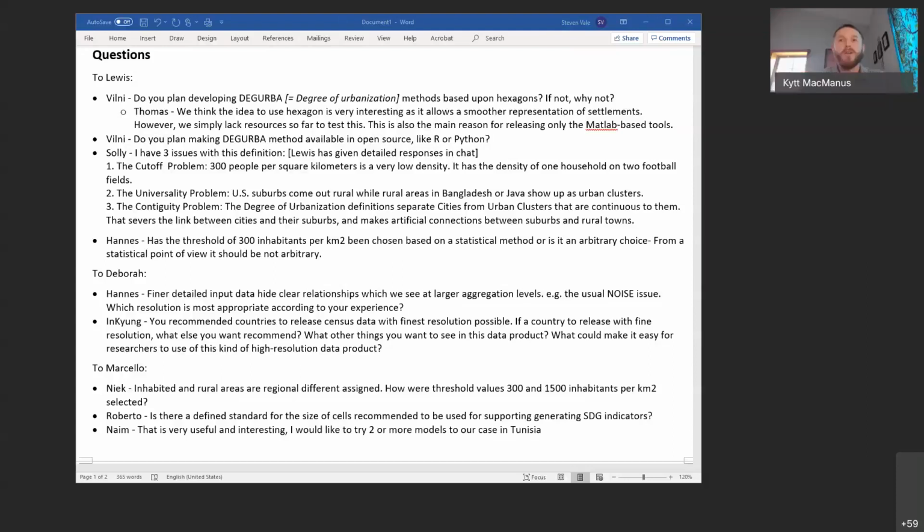Sure, thanks a lot. I think you also got at Inkyung's question there, which is, what other things would you want to see in the data product, and what could make it easy for researchers to use this kind of high resolution data?